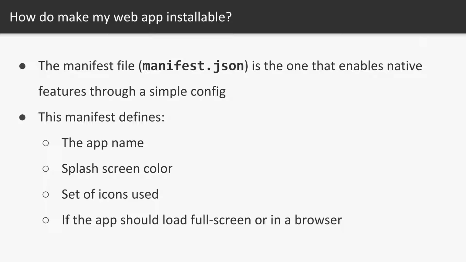We're going to define a splash screen color. So when your app gets loaded, what background color do we want to see there? The set of icons used. So we're going to provide a specific set of icons for different resolutions so that your app can be installed on a tablet or on a phone, low resolution, high resolution. And we're going to define other properties such as if the app should load full screen or in a browser.